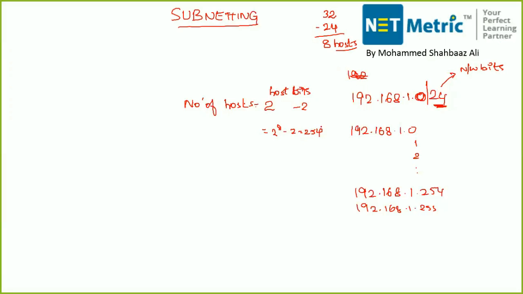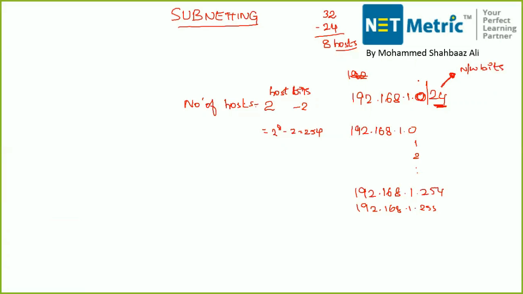By this subnet mask only, subnet mask is very, very important. With the subnet mask only, everything will be there in the IP addressing or the subnetting. So /24 means 24 network bits. So if you have 24 network bits, you will get 254 IPs.